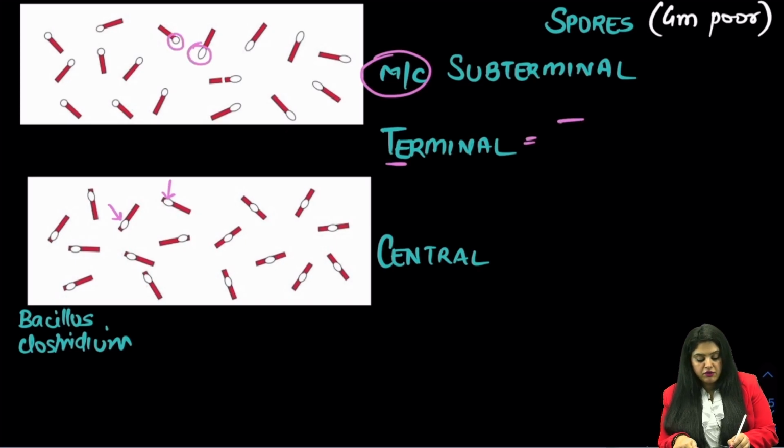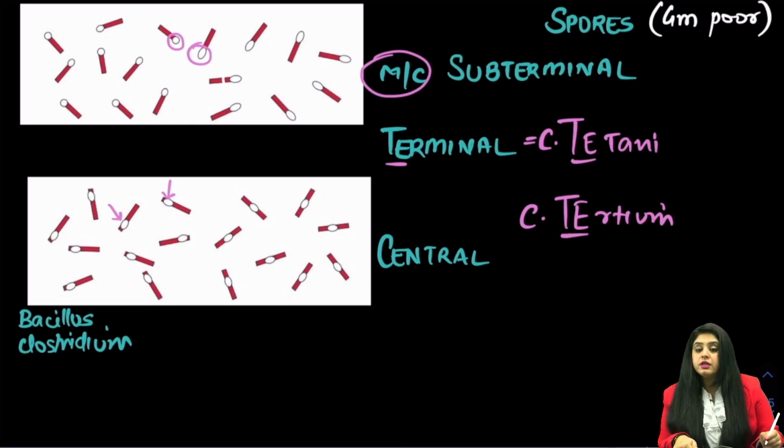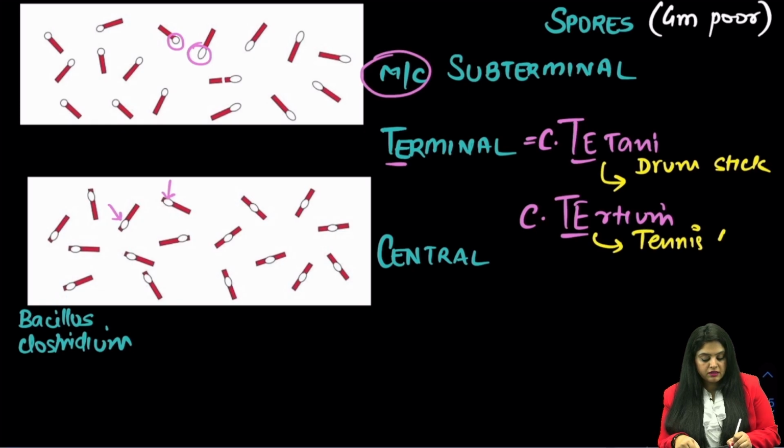So look, TE for terminal, TE for Clostridium tetani. Tetani will be terminal, TE for Clostridium tertium. Tertium is also going to be terminal. Simple, right? TE for terminal, TE for tetani, TE for tertium. But then the confusion is that nothing is simple. It's micro, so they will complicate it to the hell possible limit. Okay, so tetani is known for the drumstick appearance, and tertium is going to be the tennis racket appearance.